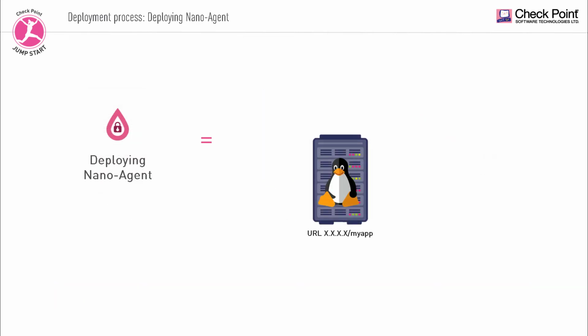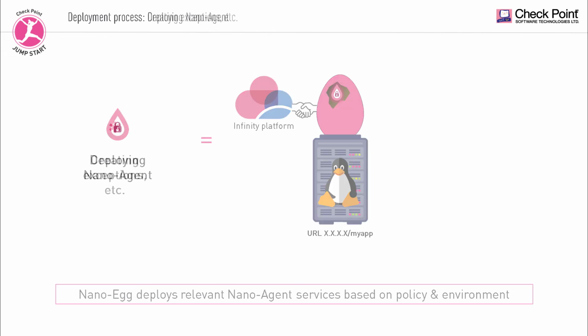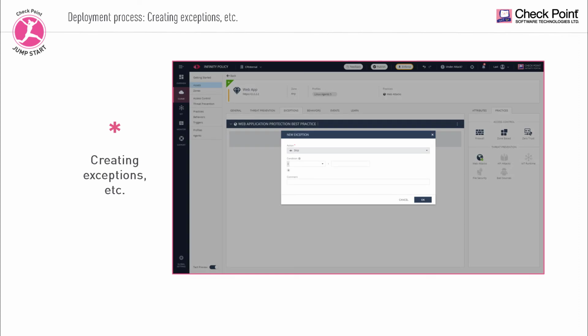Next, we deploy the Nano Agent. In this step, we install a Nano Egg on the target Linux Nginx machine. The Nano Egg is a binary that creates trust between the protected asset and the Infinity platform in the cloud. The Nano Egg then deploys the relevant Nano Agent services based on the policy and the environment on which it is installed. Finally, we can create exceptions and additional definitions in the Infinity portal to accommodate any special requirements that go beyond the default settings.